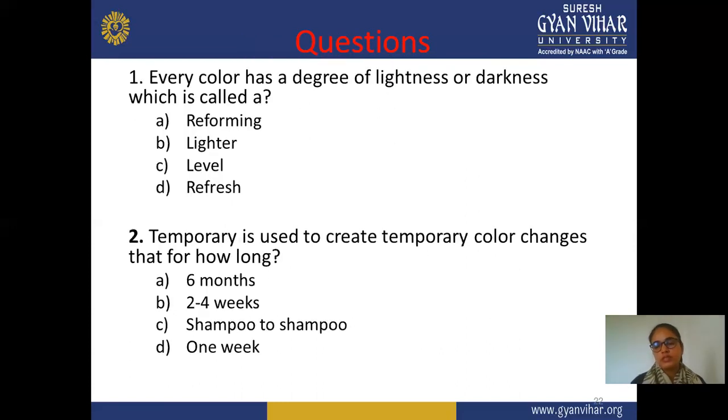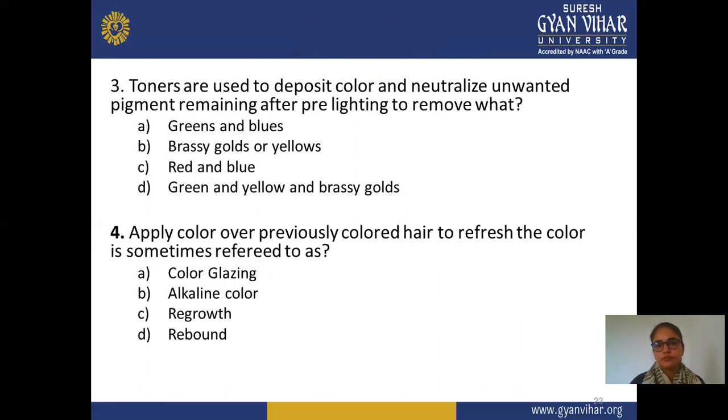Next is the question part, which is related to today's topic. The first question: every color has a degree of lightness or darkness, which is called what? A is reforming, B is lighter, C is level, and D is refresh. In the second question, temporary color is used to create a temporary color change that lasts how long? A is 6 months, B is 2 to 4 weeks, C is shampoo to shampoo, D is 1 week.